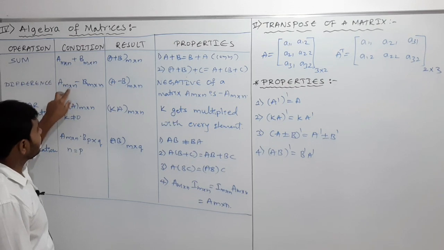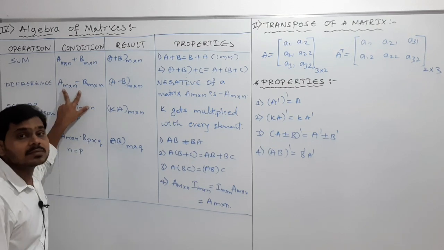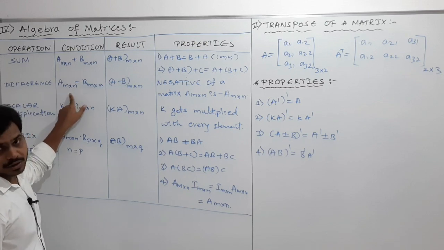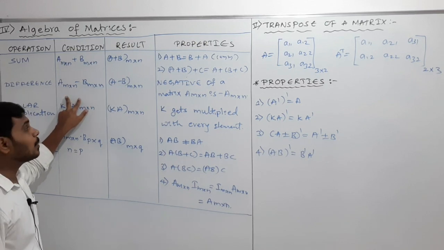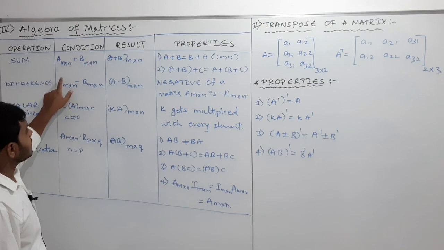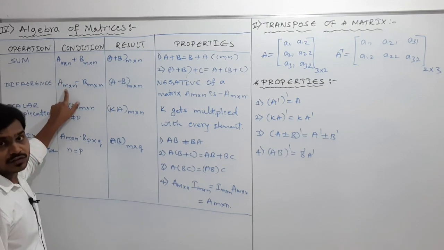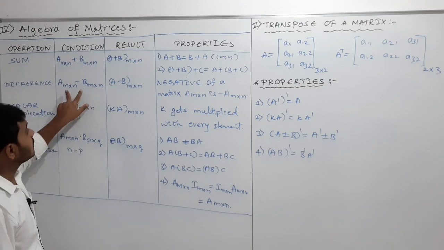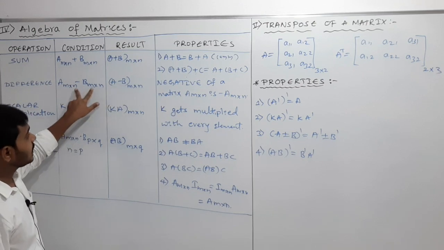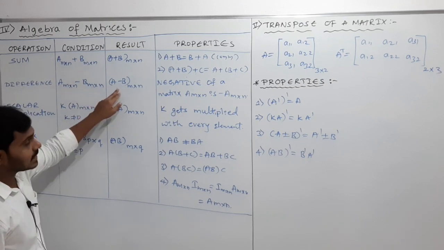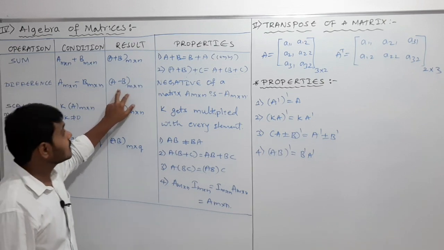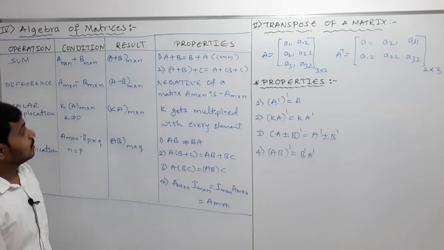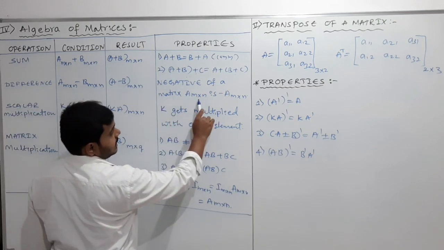So if you want to subtract any two matrices, they should be of the same order; only then is subtraction possible. Here A is a matrix of the order m cross n, and B is a matrix of the order m cross n. Subtraction is only possible if they are of the same order. After subtracting, the resulting matrix will always be of the form m cross n. Clear?